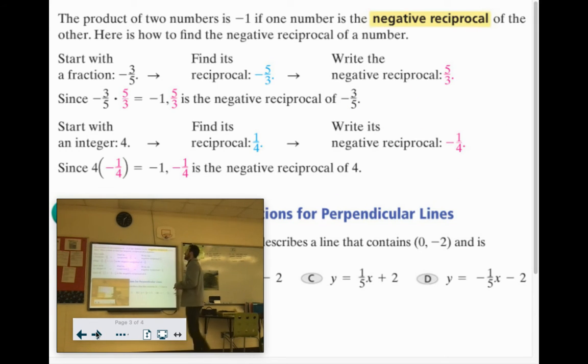So perpendicular, the slope is the negative reciprocal, which essentially means it's the opposite. So if one is positive, the other is negative. Reciprocal means you just flip the fraction upside down. So if you had 2/3, you flip it and you make it the opposite. So if this was positive, you make it negative.